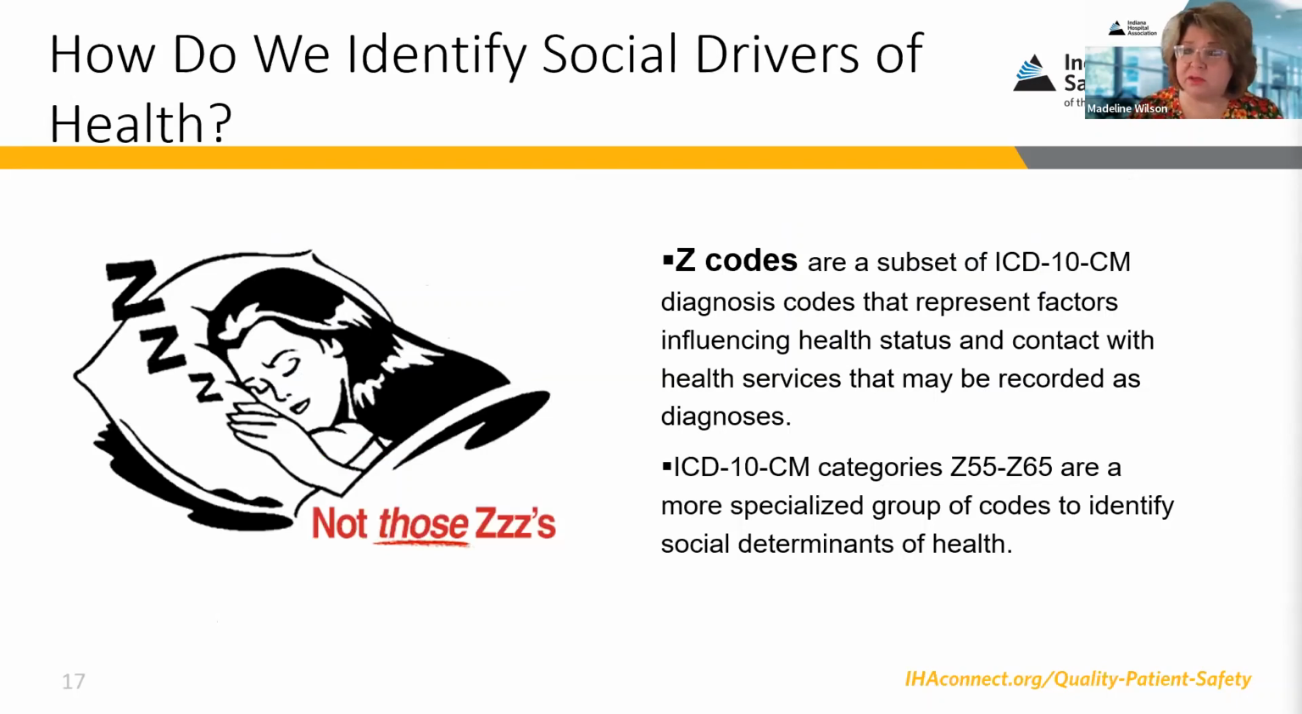So how do we identify social drivers of health or social determinants of health? It is with these things called Z codes. And just as a refresher, they're the subset of ICD-10 diagnosis codes that represent factors that influence the health status, but they're coded as a non-medical diagnosis. And there are hundreds of Z codes in the ICD-10 coding manual, but there are just 9 specific categories that just focus on those social drivers of health. And those are found in Z55 through 65.